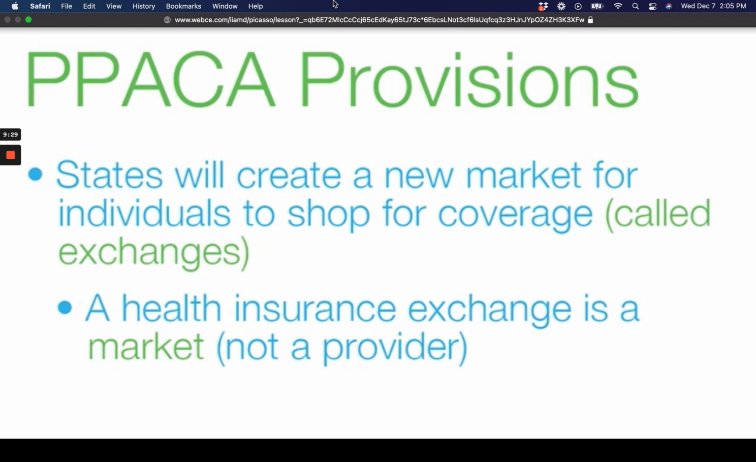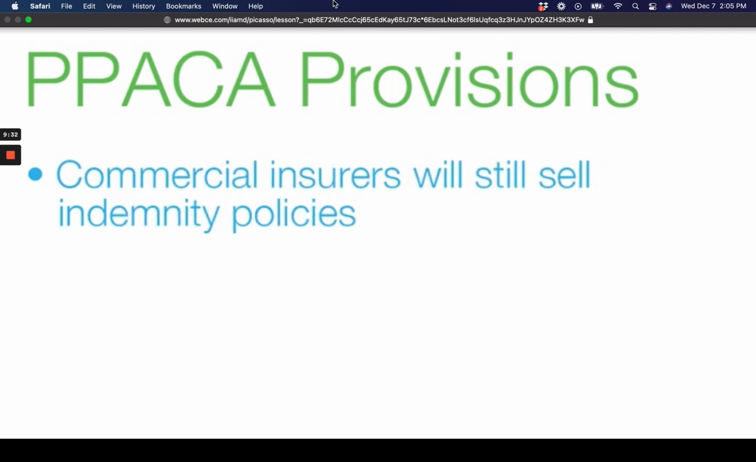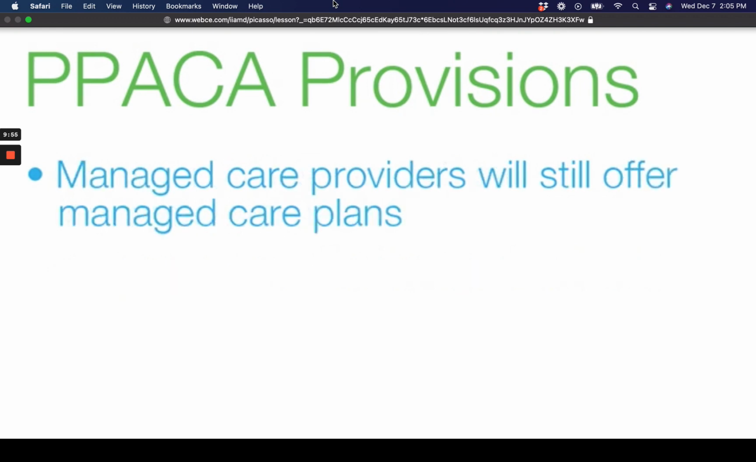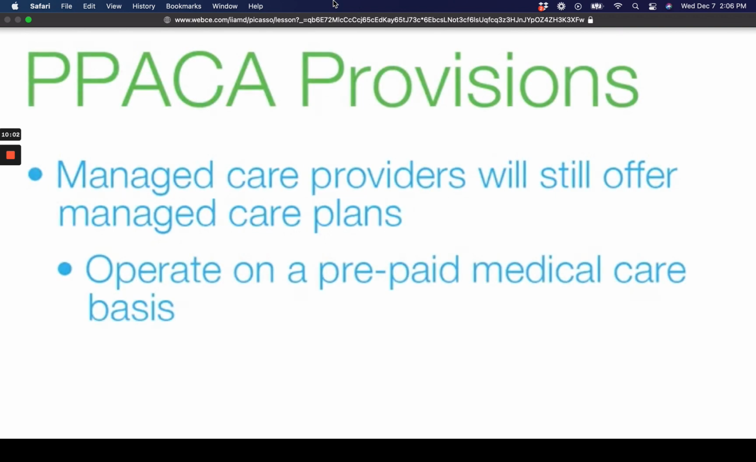Number three, commercial insurers will continue to sell indemnity policies. I know there's some talk about the PPACA changing the way that insurance is delivered, the basic product. Not so true as far as we can tell. Standard medical expense insurance plans that reimburse incurred medical expenses will continue to be one of the options available to consumers. And then lastly, managed care providers will continue to offer managed care plans. And these are plans that provide for medical care as well as cover the financial end of the operation.